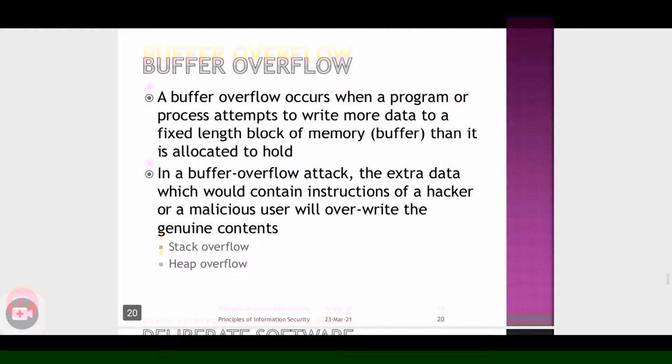Next is buffer overflow. We have a stack overflow as well as heap overflow. That is actually occurring when a program or a process attempts to write more data to a fixed length block of memory. So there are two types, stack overflow and heap overflow. This is actually an active attack.